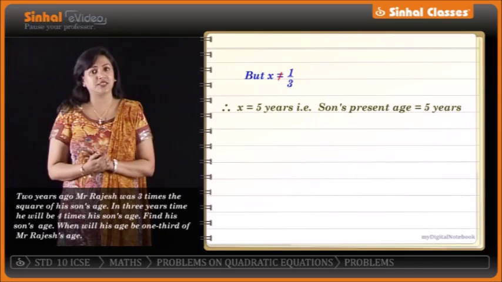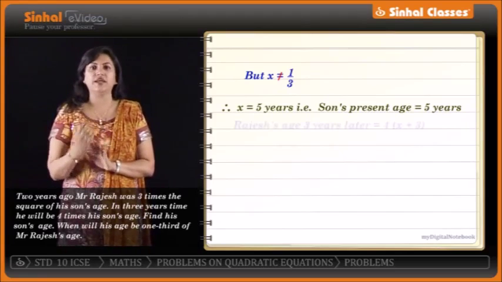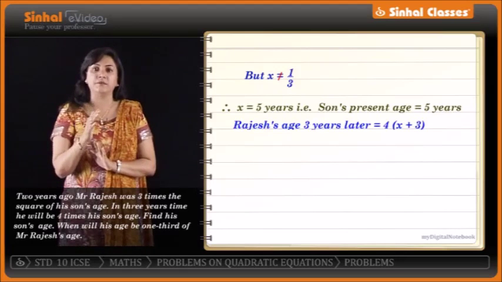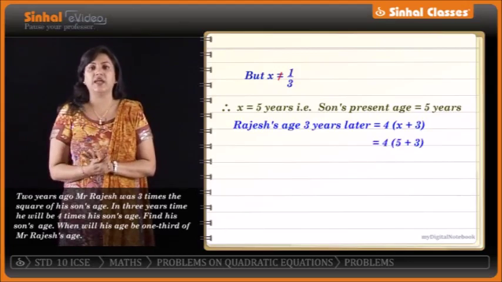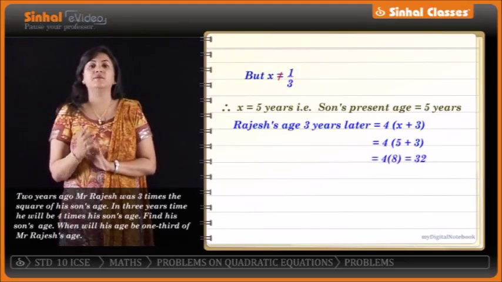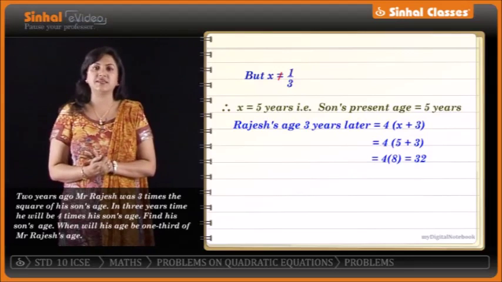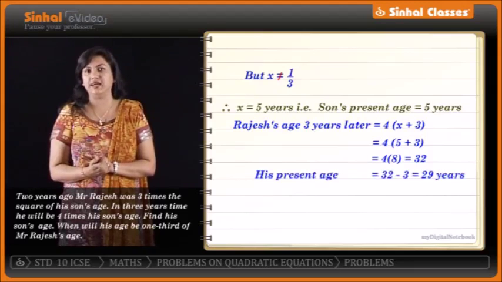Now, Mr. Rajesh's present age we need to find out. What is his age 3 years later? It's 4 into x plus 3, that is 4 into, in place of x substitute 5 plus 3. So, 4 into 8, that's 32. But that is his age 3 years later. So, his present age is 32 minus 3, that's 29.